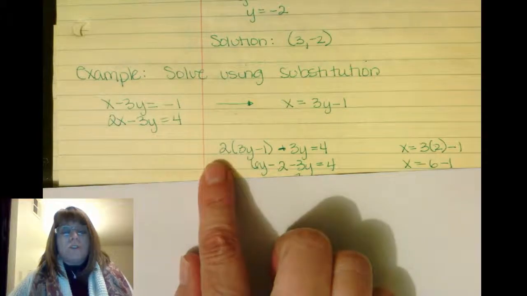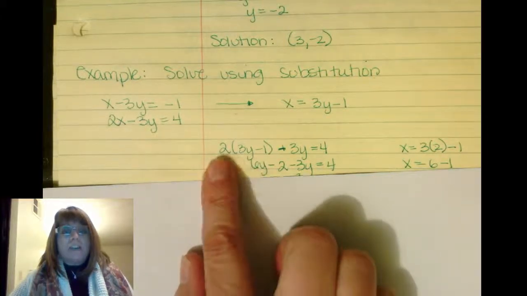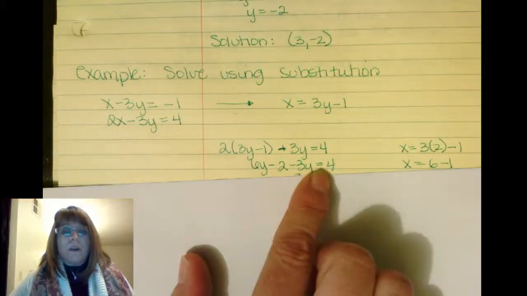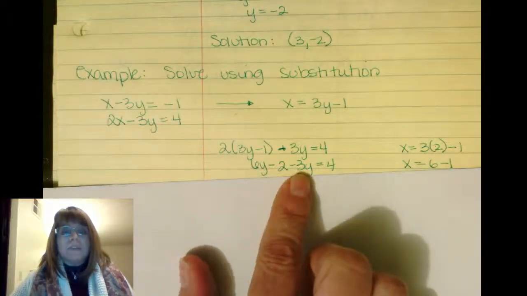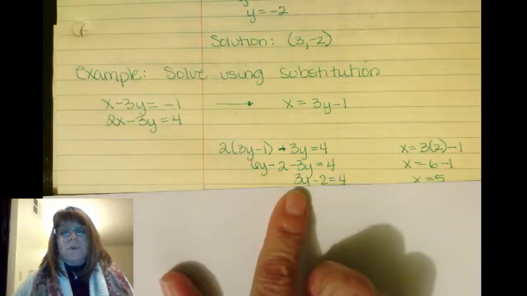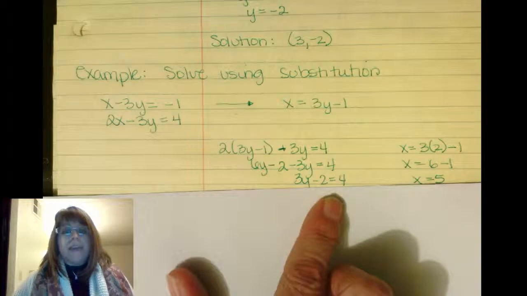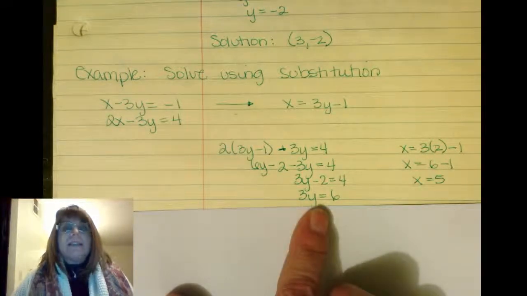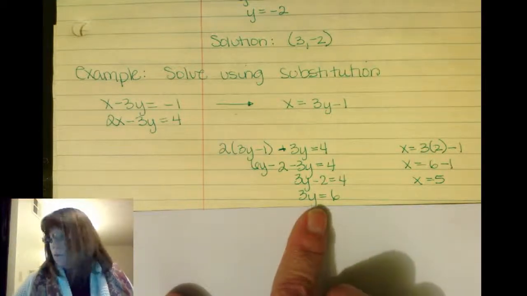Distribute the 2, so 2 times 3y is 6y, 2 times negative 1 is negative 2, minus 3y equals 4. Combine like terms. So I have a 6y and a negative 3y. That gives me 3y minus 2 equals 4. Add 2 to both sides. I'm isolating my variable. 3y equals 6. Divide each side by 3 to solve for y.